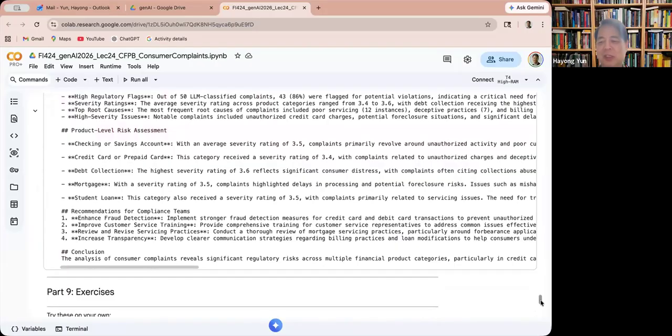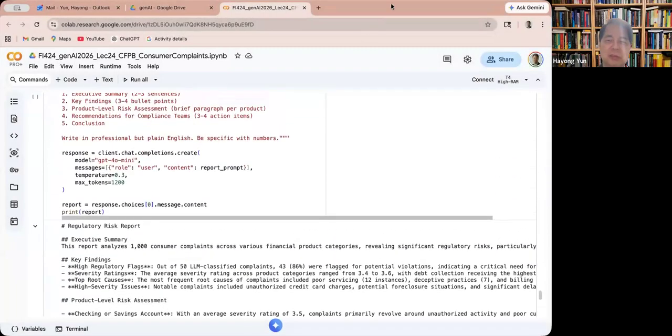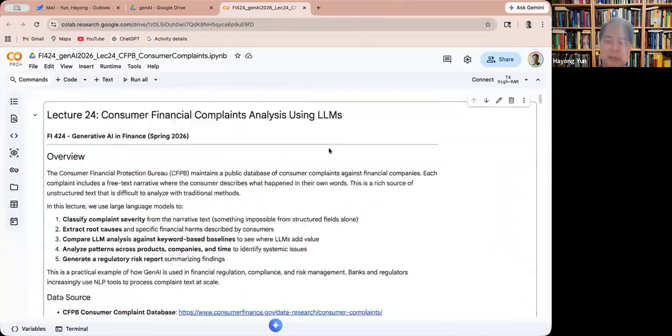So you can see that the LLM can meaningfully parse text documents and make an assessment of the risk here based on the consumer complaints, which were verbal documents.